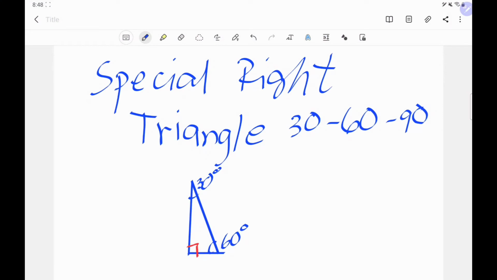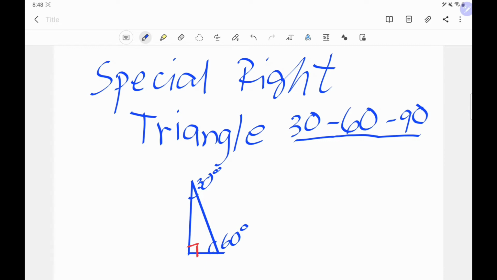Okay, good day everyone. So today we will be discussing special right triangle 30, 60, and 90 degrees. When we say special right triangles, there are only two special right triangles that we need to talk about. The first is the 30, 60, 90 degrees. That means the angles on a right triangle measure 30 and 60 and 90 degrees.